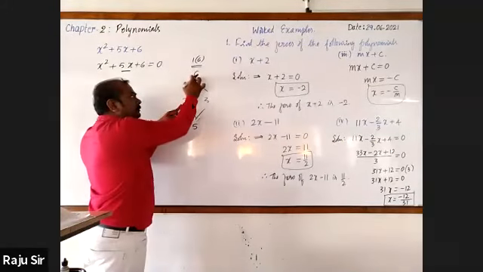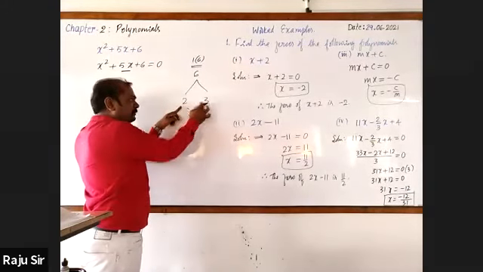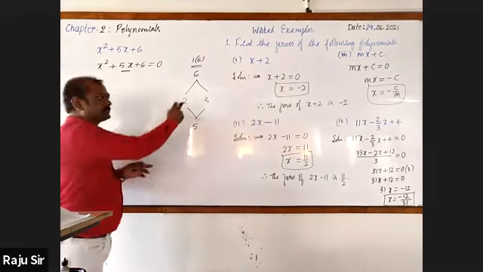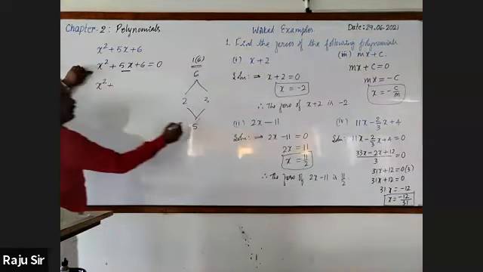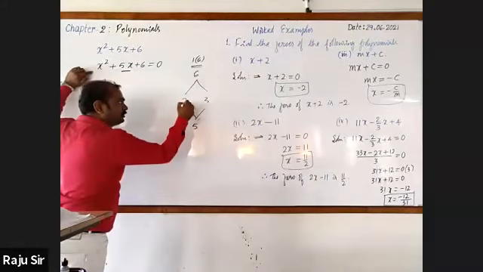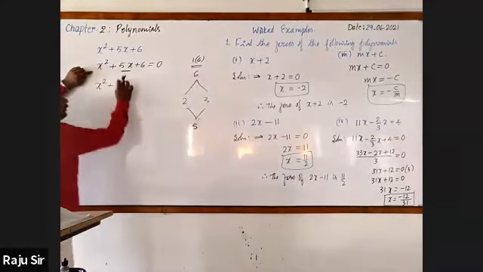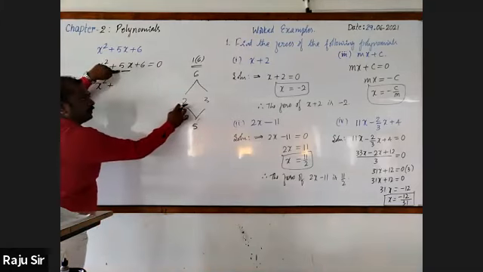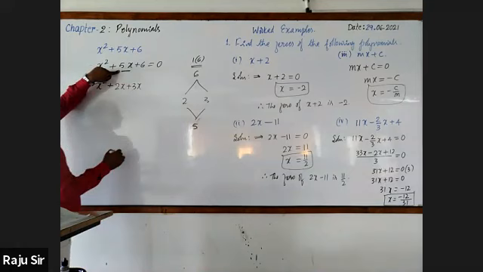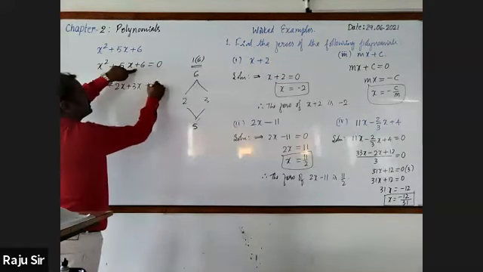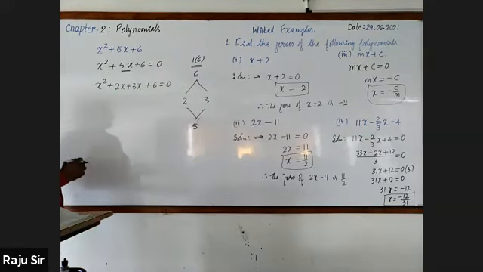Multiplying gives 6, simplifying gives 5. So these are the factors. Then you write x square. Here 5 is written as 2 plus 3. Then 5x can be written as 2x plus 3x. Plus 6 is equal to 0.